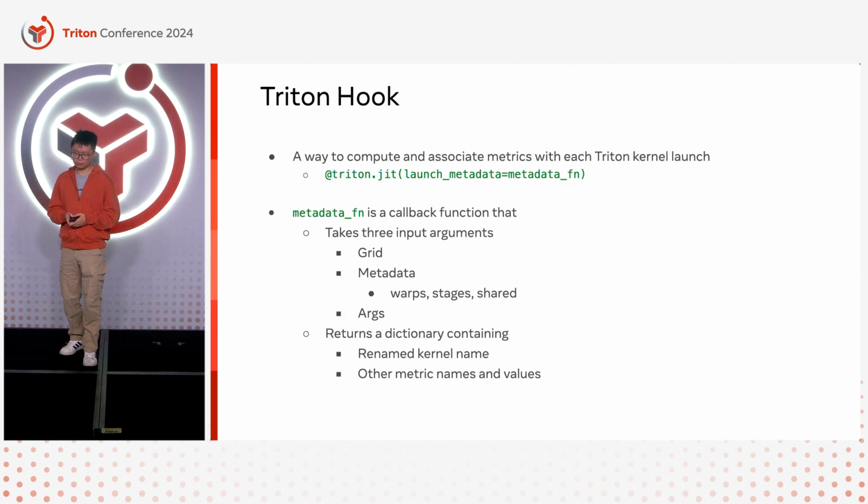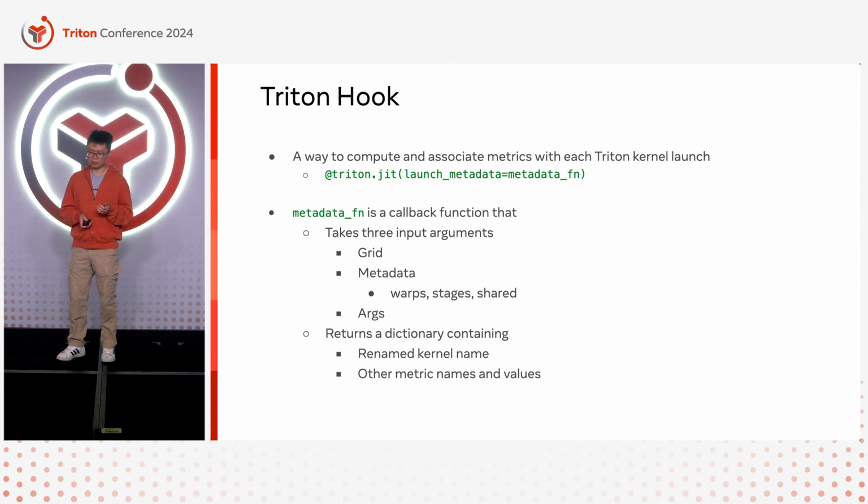Instead, we offer a simple utility for you to achieve these functionalities, which is Triton hook. This is going to be an argument in triton.jit. It's a simple way to compute and associate metrics with each Triton kernel launch. What the user is supposed to supply is a metadata function. It's a callback function that takes 3 input arguments, including the grid, the metadata that includes warps, stages, shared memory, and other information, as well as the arguments that are passed into this Triton kernel. It's going to return a dictionary containing the renamed kernel name and other metric names and values.